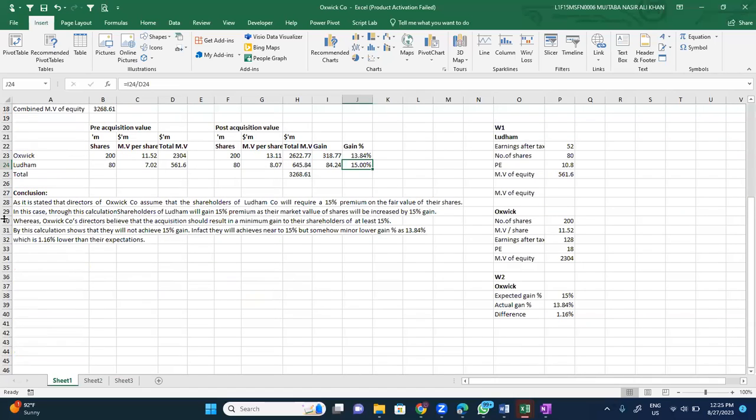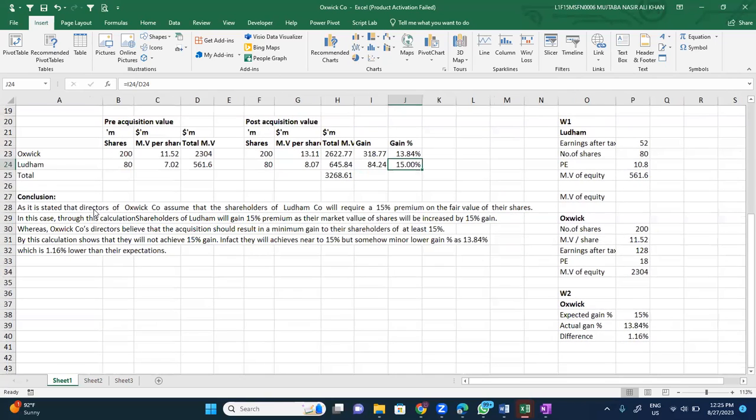Otherwise, the answer is as stated: the director of a company assumes that the shareholder of the loading company requires a 15% premium on the fair value of the shares. In this case, through this calculation, the shareholder of the loading company will gain 15%. Whereas the Oxwick company directors believe that the acquisition should result in a minimum gain of 15% to their shareholders. This calculation shows that they will not achieve a 15% gain. In fact, they will achieve near to 15%, but a somewhat minor lower gain.